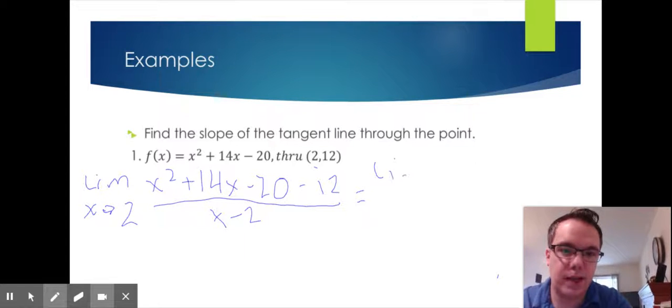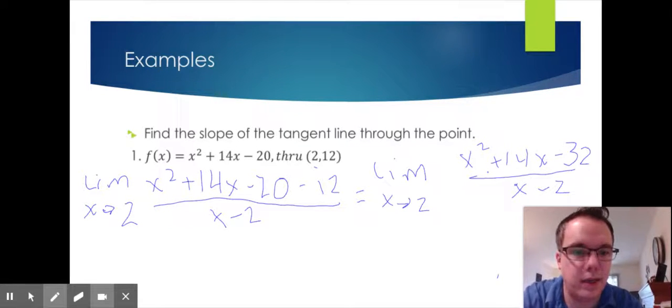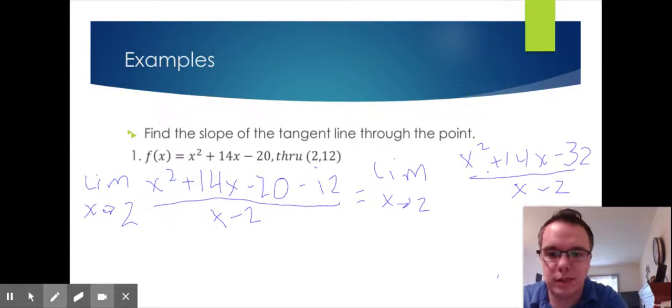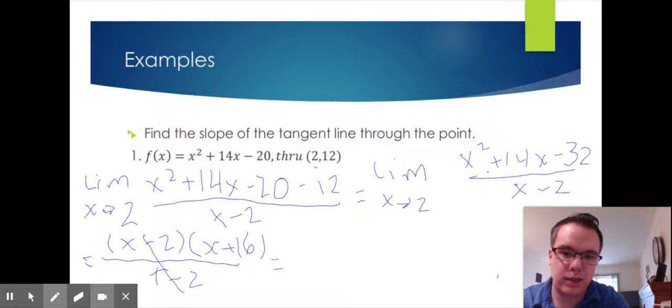So if we simplify our top, we're left with the limit as x goes to 2 of x squared plus 14x minus 32 all over x minus 2. So what multiplies to get negative 32 and adds to get 14? Well, that's going to be x minus 2 times x plus 16. We have an x minus 2 on bottom, so our x minus 2s are going to cancel out, leaving us just with x plus 16.